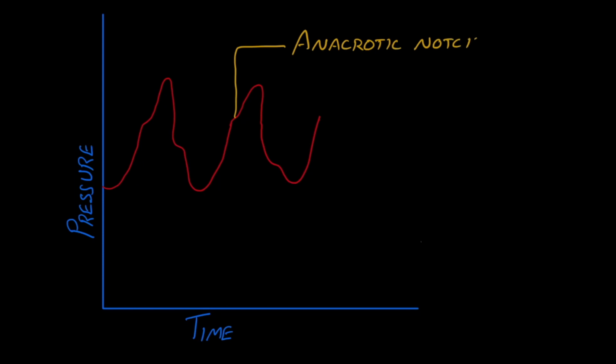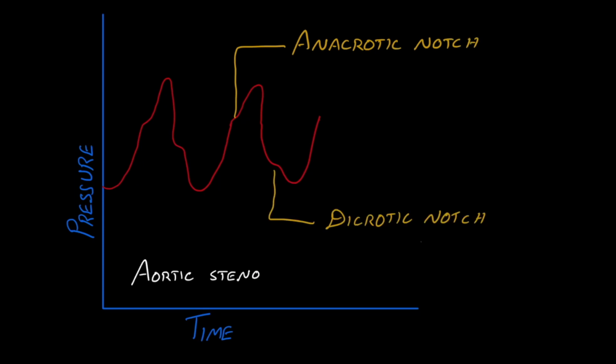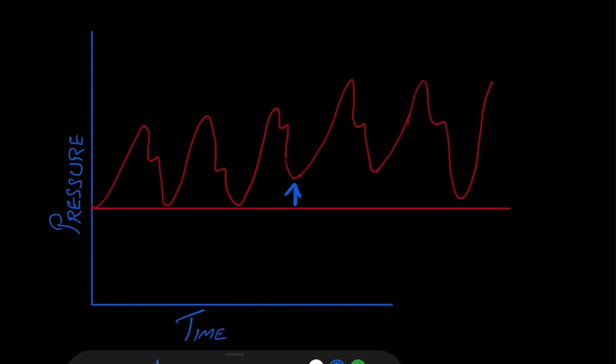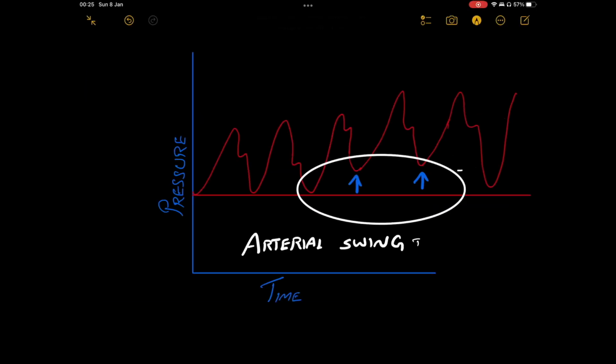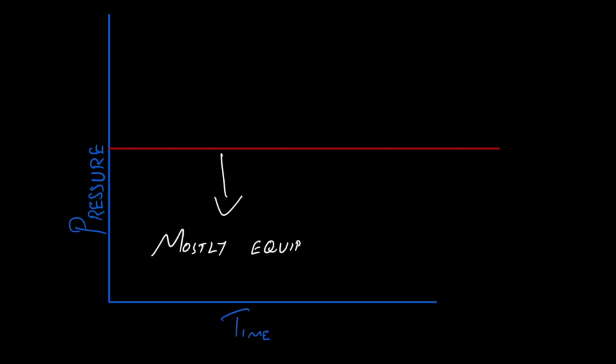The upstroke of the systolic phase is usually uninterrupted, but resistance can cause anacrotic notches. For example, in a patient with aortic stenosis, we could see anacrotic notches. And arterial swing indicates hypovolemia, and a straight line is mostly an equipment error.